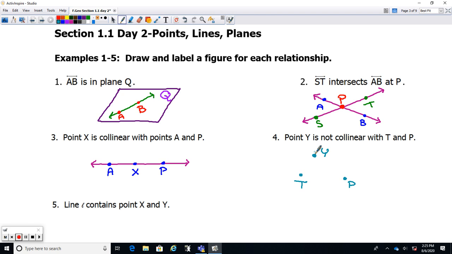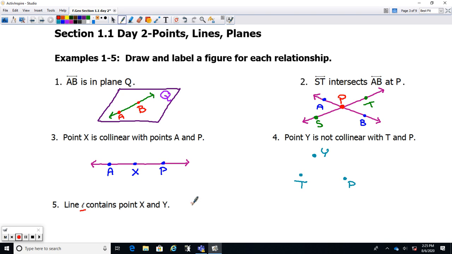And then this last one, number 5, it wants me to do a line and contain the points X and Y. I know these are points because they're both capital. I know this is not a point because it's that lowercase script.